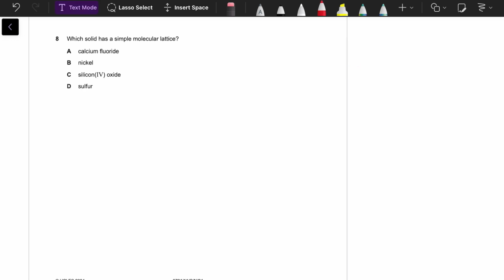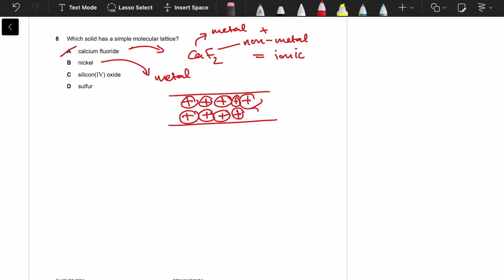Okay, so it's asking us what has a simple molecular lattice. Calcium is a metal, fluorine is a non-metal. A metal and a non-metal give us an ionic compound. Now, B, nickel is actually a metal, definitely not simple molecular. C, silicon oxide. This is a known example of a giant covalent. So our answer must be D, sulfur.